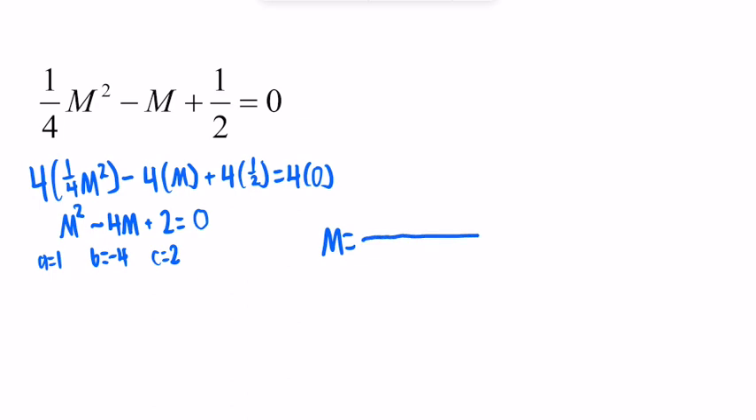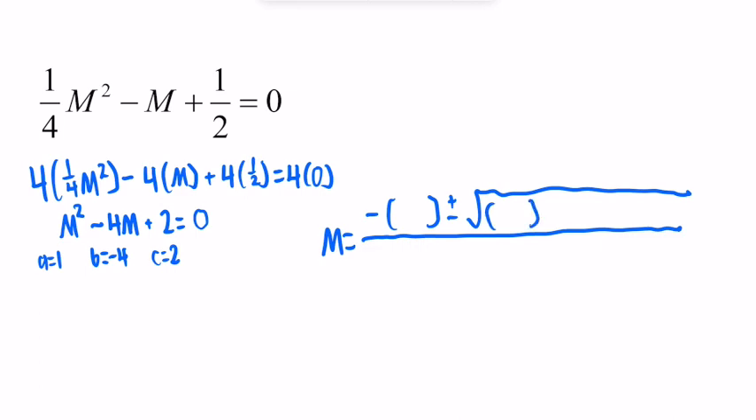Here we'll have m, because m is our variable, equals a big fraction, negative parentheses, plus or minus the square root of a parentheses squared minus 4 times a parentheses times a parentheses, all that over 2 times a parentheses. B is -4, so we put that in the first two blanks. A is 1, so we put that in the next blank and in the blank on the bottom. And C is 2.